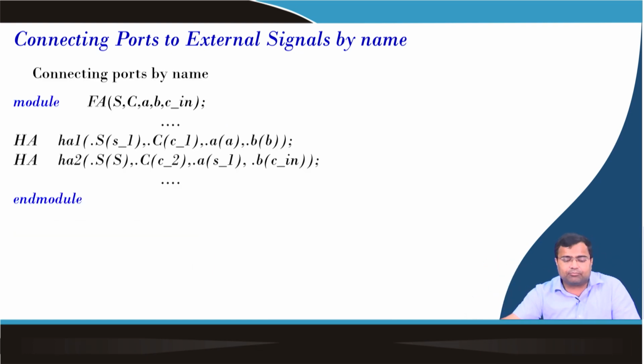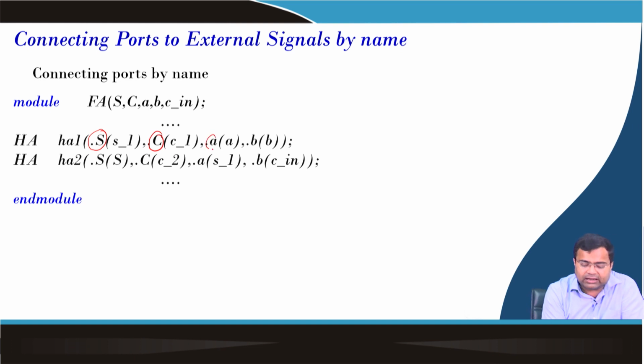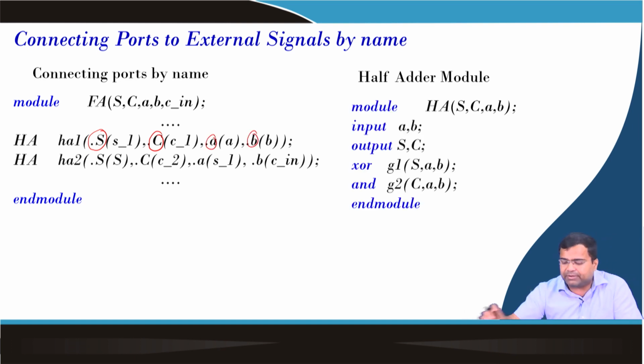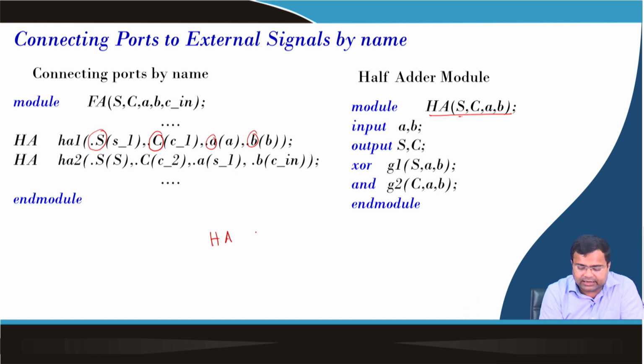The second option is module instantiation by name, where you write dot S, dot C, dot A. It is case sensitive; it must match with the port names of this module. That means you copy paste the half adder. First you can copy a half adder circuit, put an instance name, then put S as per this with a dot, then C with a dot, then dot A, dot B, then you put a bracket where you give the local variable.